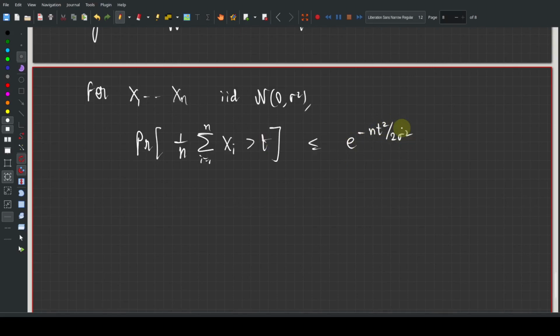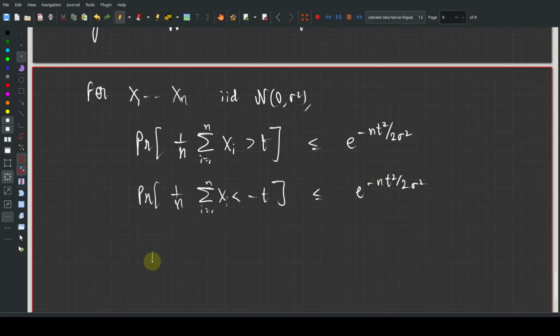You can prove a similar bound for the other tail, the probability that 1 over n summation i equal to 1 to n xi is less than minus t for some t greater than 0 will also be less than or equal to e to the minus n times t square by 2 sigma square. This is not hard to prove. It's again essentially using the same approach that we followed so far, but instead of the right tail, we're just looking at the left tail.